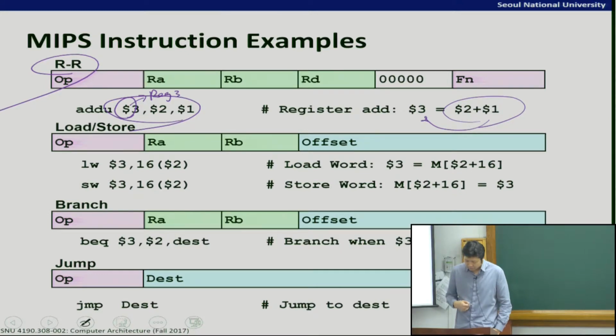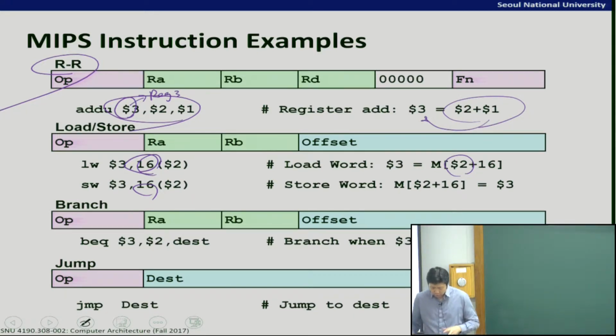Okay, and there are load and store instructions, which support displacement addressing. If you want to load a value, you load it from the value of register 2 plus the displacement 16, and you load the value from that location. For store, you do the opposite. You copy the value of register 3 to the memory location $2 plus 16. That's the memory location we want to access. Branch instruction, jump instruction, that's pretty much it. Nothing else.